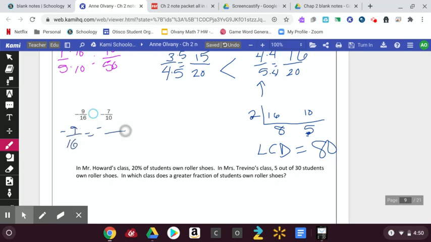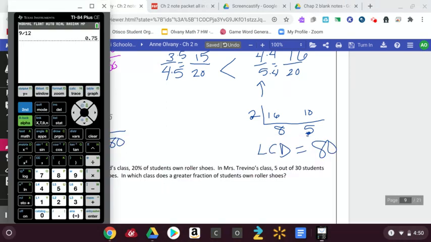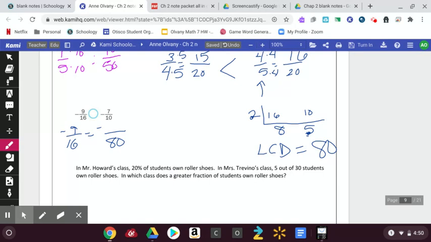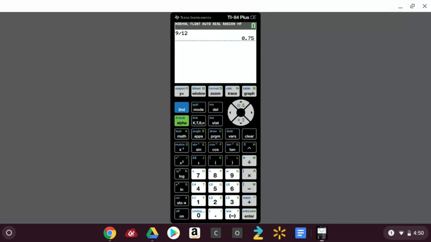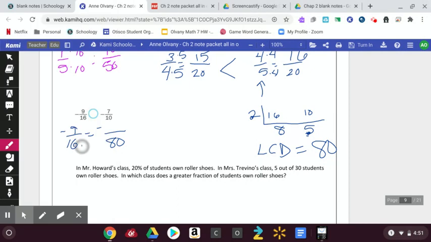-9/16 has to be negative something 80ths. 16 times what is 80? If that's hard for you, open up your calculator and do 80 divided by 16, 5. So that's how you figure out that you're going to multiply by 5 here. And -9 times 5 is -45/80ths.